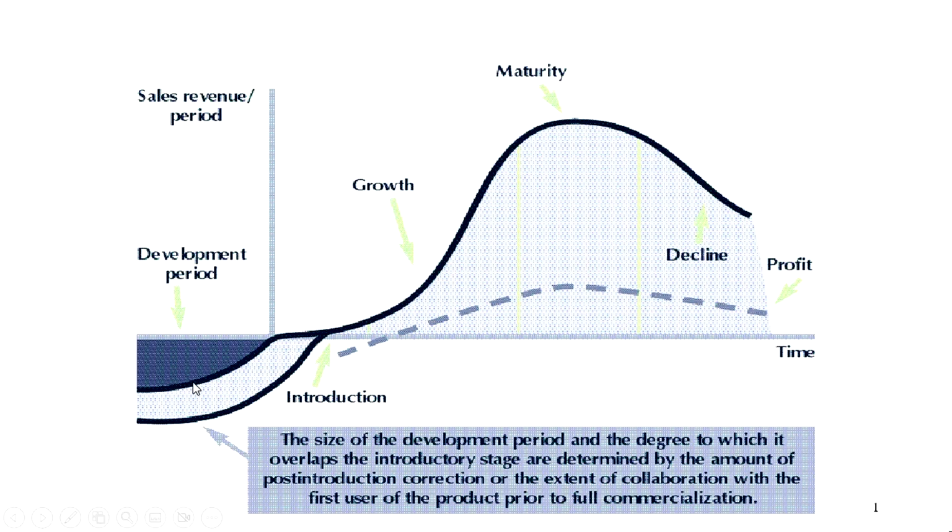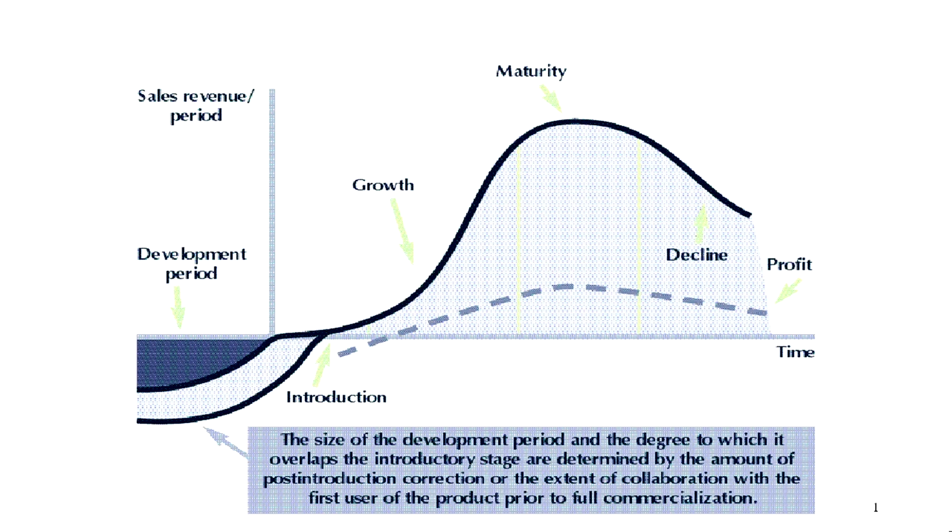So, we have on the extreme left hand corner this graph which is starting in the negative. This is the pre-introduction stage or the development period. So, obviously, in this period we have negative sales because we are spending all our resources in research, design and development, and we do not have any sales revenue.